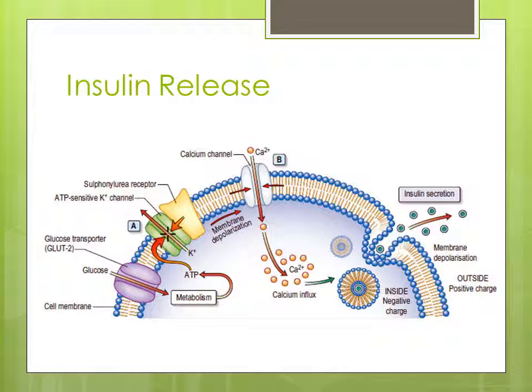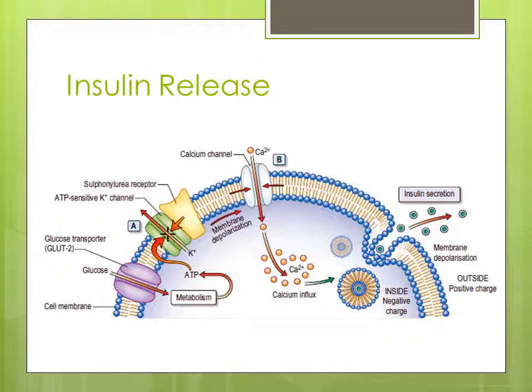This diagram of insulin release shows the glucose entering through the GLUT2 transporter. It then goes through metabolism or glycolysis in the Krebs cycle to create ATP, and the ATP to ADP ratio increases. The ATP-sensitive potassium channels are then closed, and this results in a buildup of potassium, or a positive charge, inside the cell.